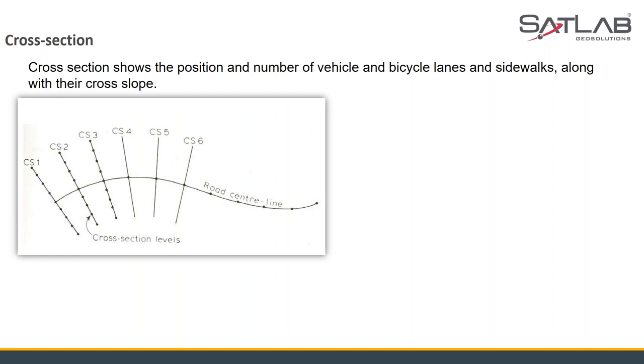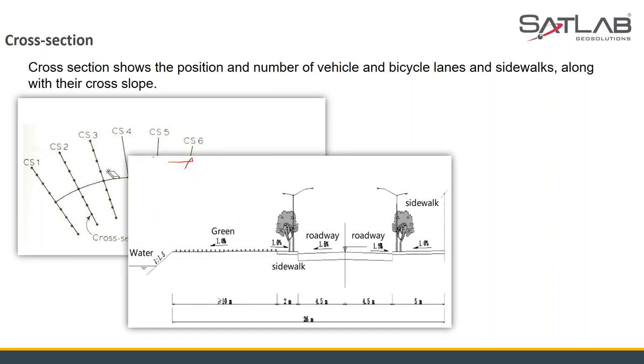Now comes the cross section, which is quite interesting, and I'm fascinated with the cross sections. Cross sections show the position and the number of vehicle and bicycle lanes and sidewalks along with the cross slopes. This is the top view of the cross section. This is my road center line, and these are my cross sections. The small dots are the different points where we have collected the data. There is also a road distance of 10 meters, which is the cross section interval. Say, for example, it's 10 meters, 20 meters, 30 meters. It depends.